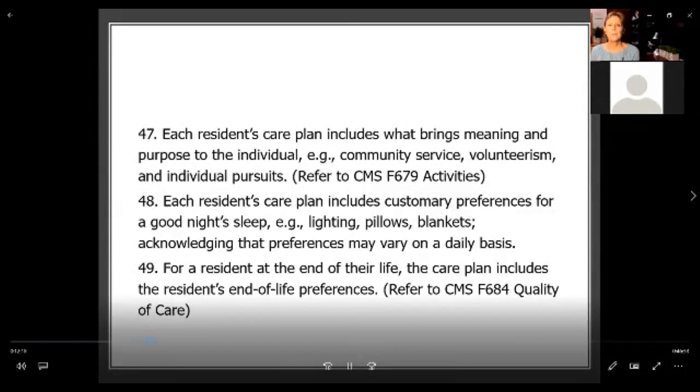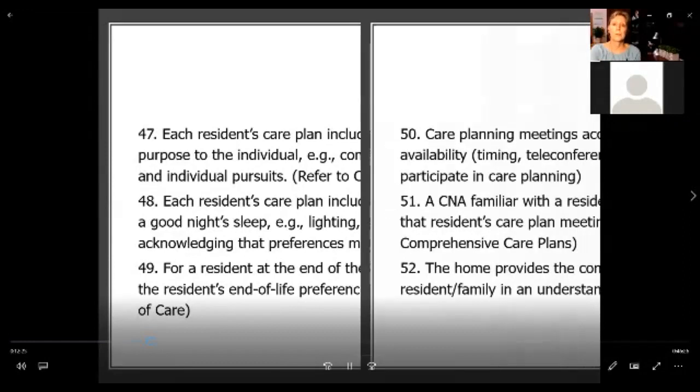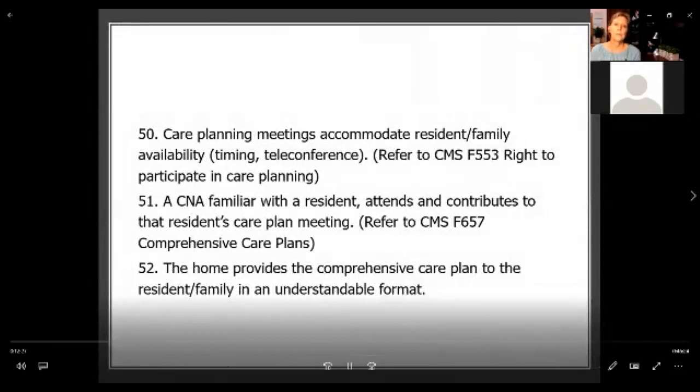Then of course, someone who may be at the end of their life, the same idea that preferences regarding that time of life are also on a person's care plan. Then we move to care plan meetings, accommodate resident and family availability. So hopefully you all do this already, and that's an easy practice to say fully implemented. Just challenge yourselves. Do you really have all families covered and all sorts of schedules covered? Hopefully you do.